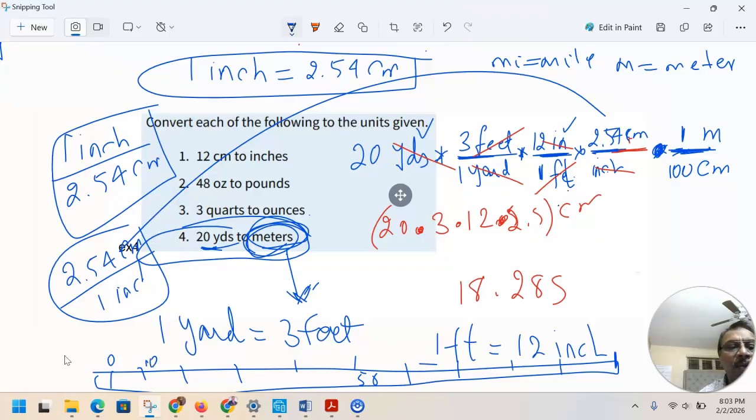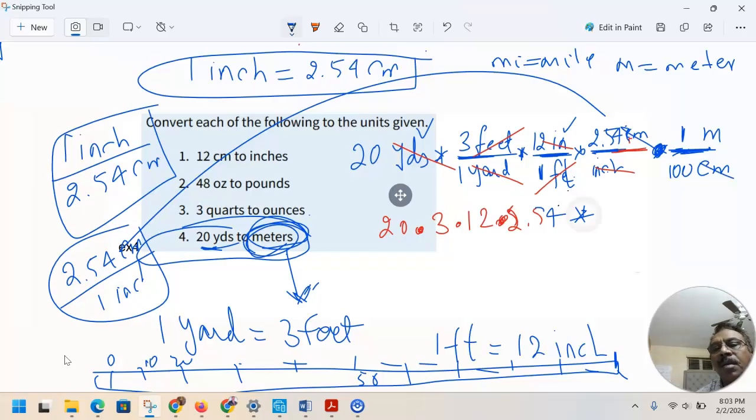So this is like 10, 20, 30, and so on. There are hundreds. So that's why that 100 centimeter. So now we will have to multiply this by 2.54 here, and then multiply by, of course, this centimeter also will cross out. And the 100 will remain in the denominator. So this is 100. And all this answer is in meters.